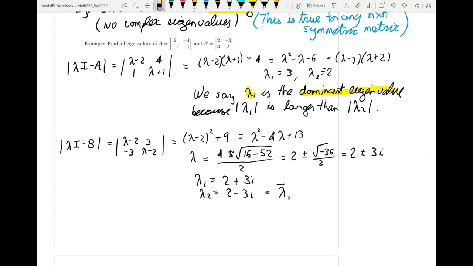Okay, I have to erase that somehow. Because of that plus and minus sign in the quadratic formula, that's giving us the conjugate pairs right there. Okay. Now, good. So that's the dominant eigenvalue. Just as a note here, there's no dominant eigenvalue here, because there's no single largest eigenvalue. No dominant eigenvalue for B.